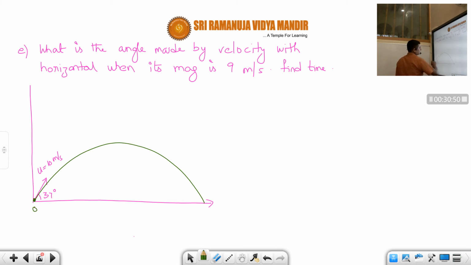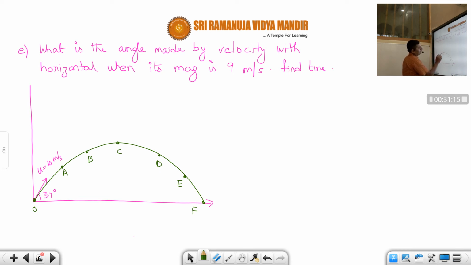As it is following this projectile path, what will happen? At every point the velocity will change or not. This is C, this is let's say D, this is E, and this is F. At every point the velocity will change, correct or not? At A it will be different. Will it be the same as 10? No. At B will it be the same as 10? No.